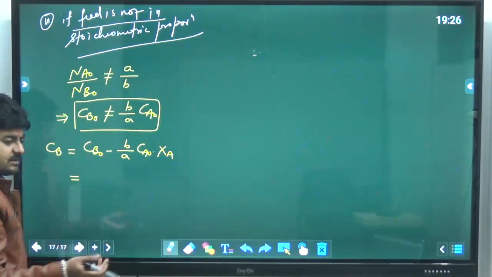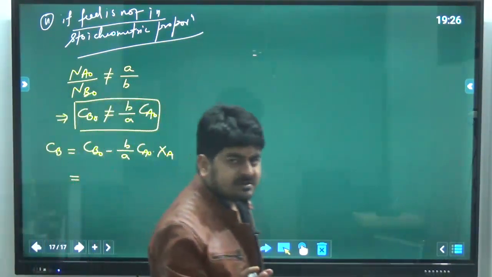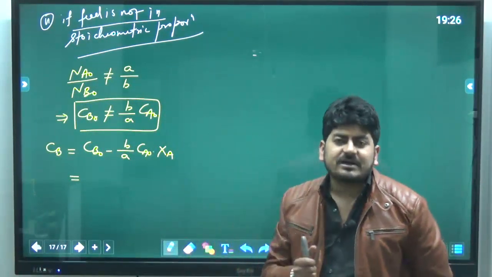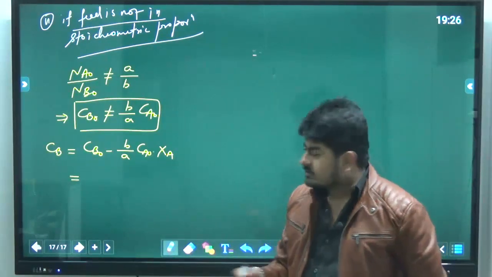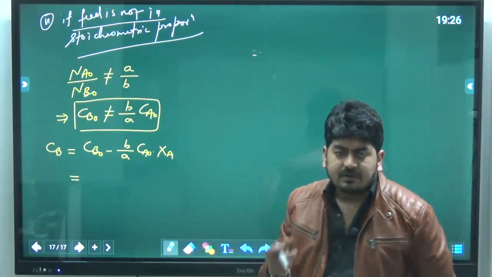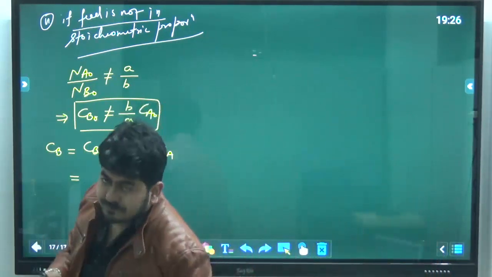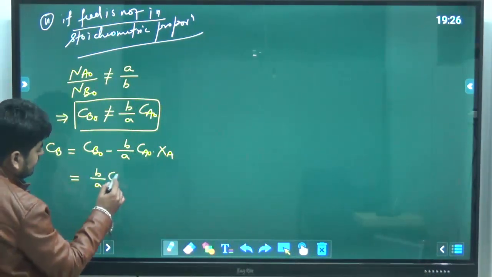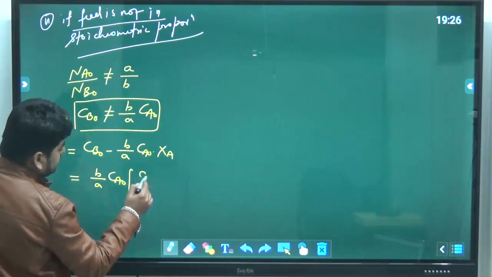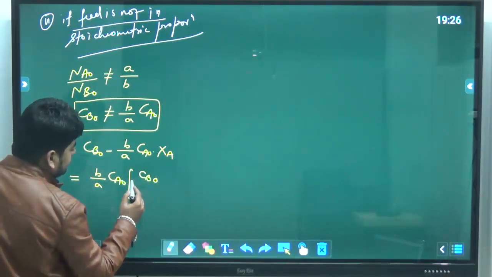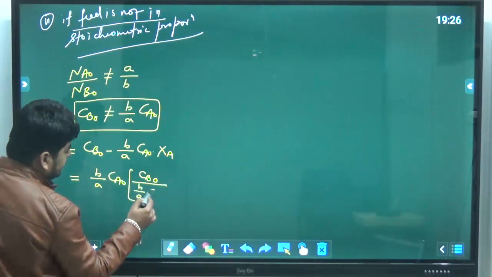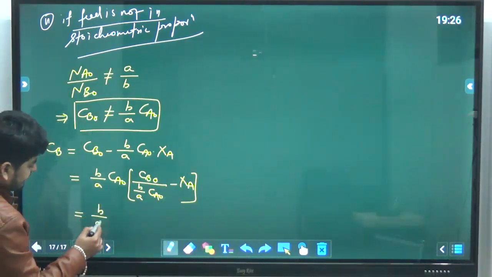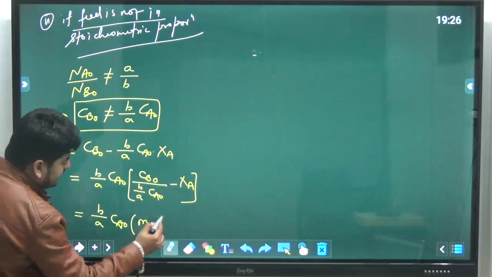Okay, so here we know that whenever we solve differential equations, if the coefficient of x is 1, it is easy to get the answer. Okay, easy to solve them. So here let's try to make the coefficient of x, meaning the independent variable Xa, as 1. So if you take B upon A Ca0 common, it will become Cb0 divided by B upon A Ca0 minus Xa. Okay, or you can write it as B by A times Ca0 into M minus Xa.